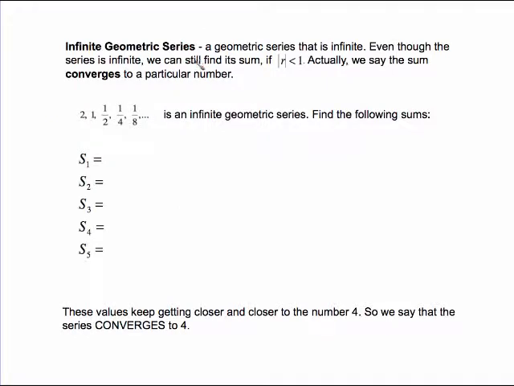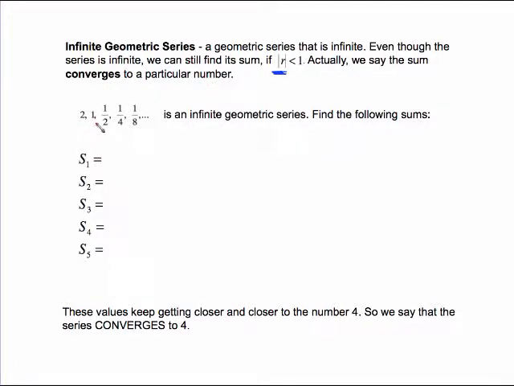Now, we're going to deal with something called an infinite geometric series. And you might think, if it's infinite, how can you find the sum? Well, we can only find the sum of an infinite geometric series if the absolute value of the common ratio is less than 1. And if that's the case, we say that the sum converges to that particular number.